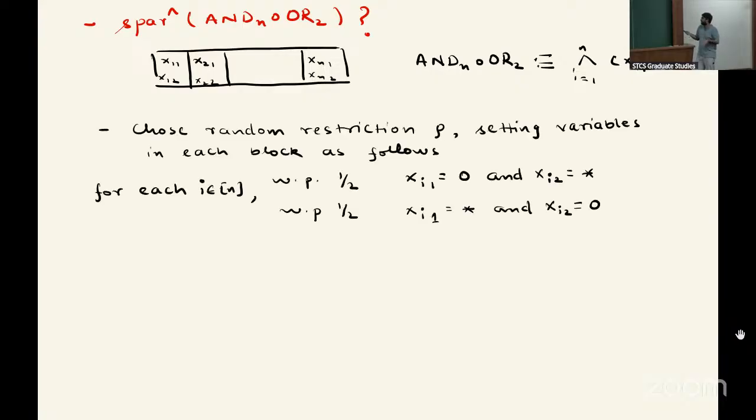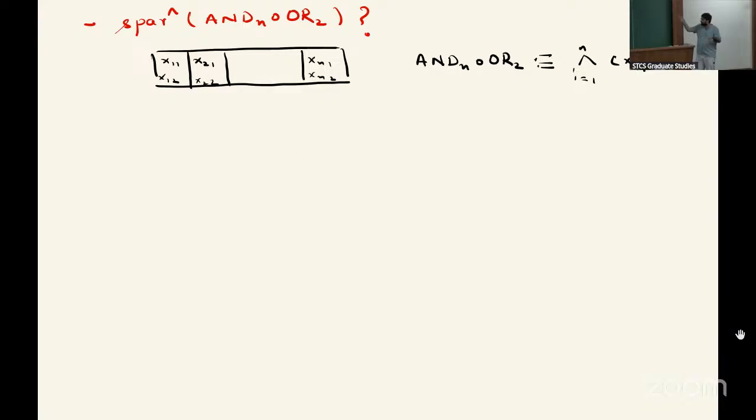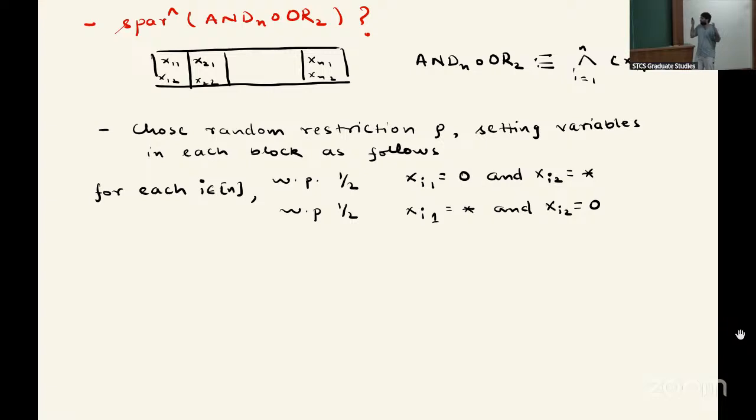Now note that if I just do the same random restriction process, set each variable to 0 with probability half, leave it free with probability half, this function will be killed. Because with good probability, both the variables in a block will be set to 0, right? That OR will become 0, and that AND will become 0. So we can't independently set each variable to 0 or leave it free. But what we can do is the following. For each block, with probability half set the first variable to 0 and leave the second free, or with probability half set the second variable to 0 and leave the first variable free.